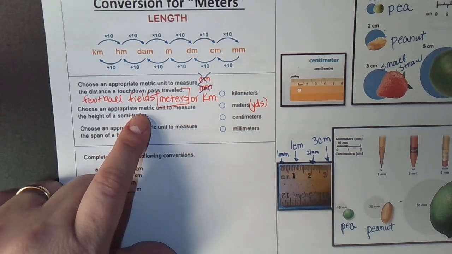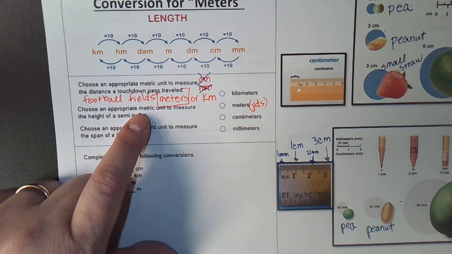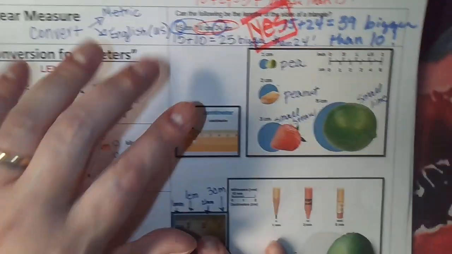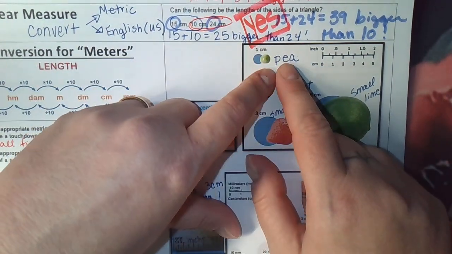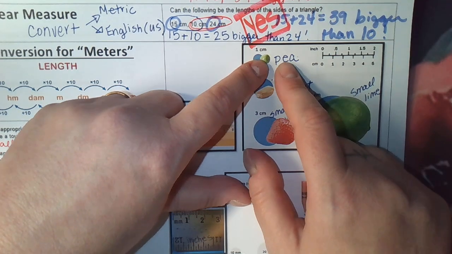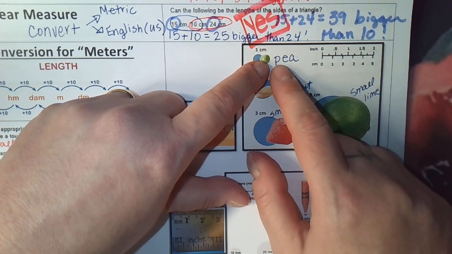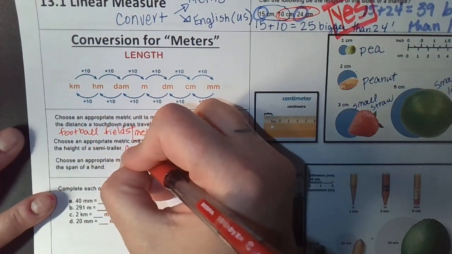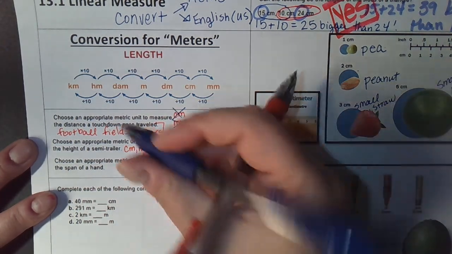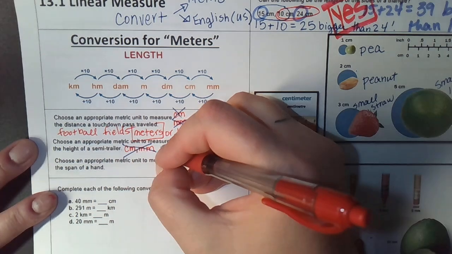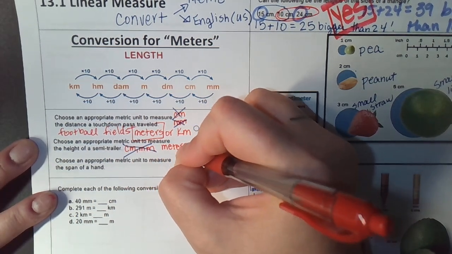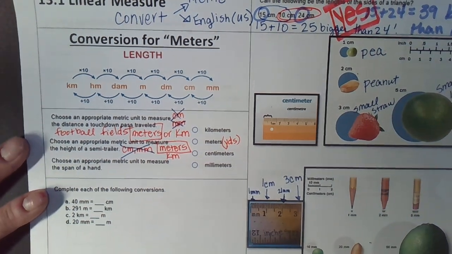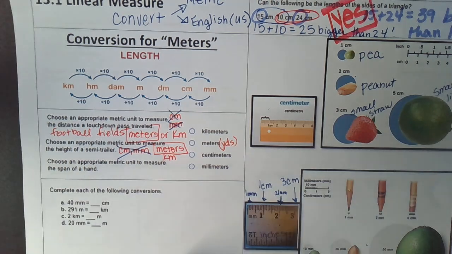Okay, let's look at the next one. It says choose an appropriate measure of a height of a semi-trailer. Okay, are we going to measure the height of a semi-trailer with a bunch of green peas? No, that would be a ton of these little peas. So centimeters and millimeters, again, is too small for this. So we could either talk about meters or maybe even kilometers if it's a decimal. I would probably say meters though. But centimeters and millimeters are way too small.